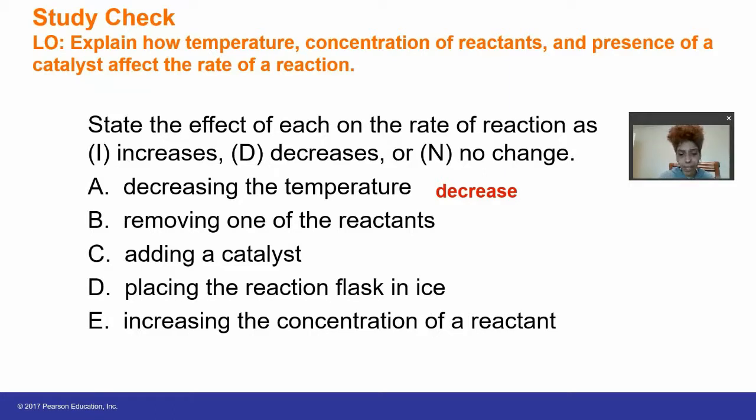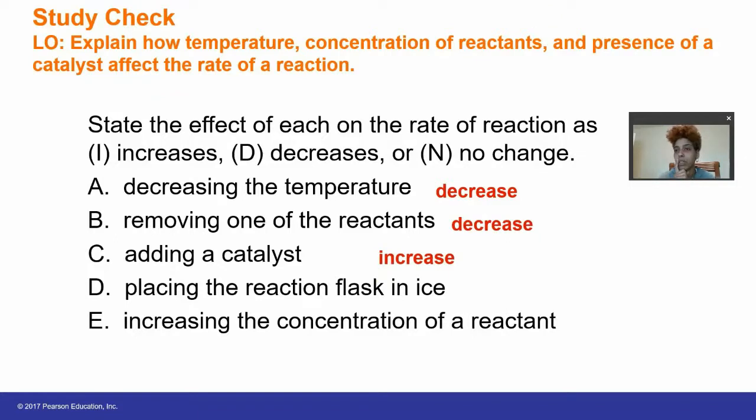All right, what if I take away one of the reactants, remove a reactant? Well, if I have no reactants, then I can't have a chemical reaction. So it's going to decrease the rate of the reaction. What about adding a catalyst? Adding a catalyst is going to increase the reaction.